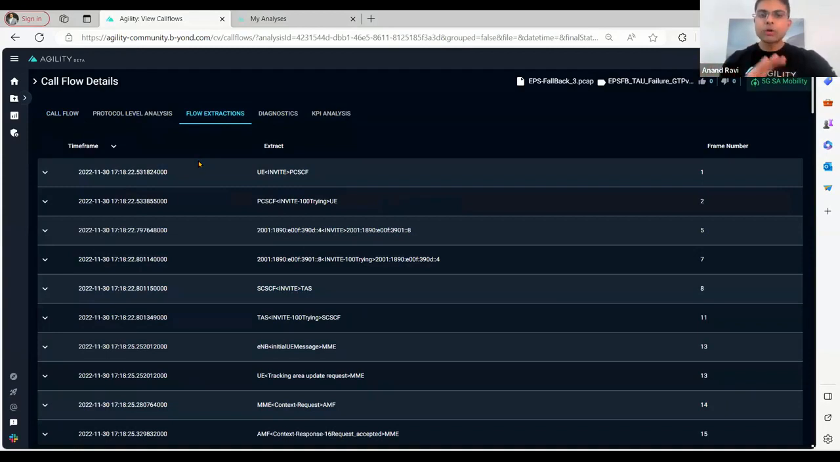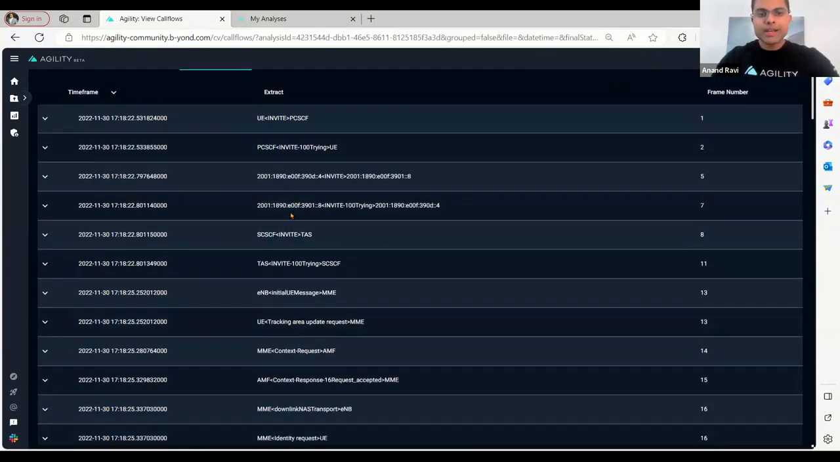but this is cutting out all the background noise not contributing to an EPS fallback call flow, right? There could be a lot of TCP packets, may not be of interest. There could be some UDP packets that may not be of interest. So that's where agility is only filtering those packets of interest that contribute to an EPS fallback call flow, along with exposing different kinds of attributes, right?